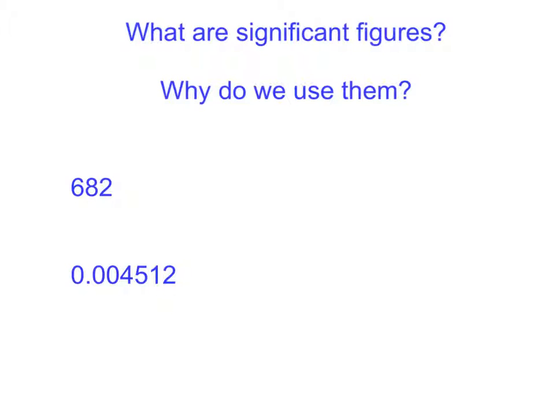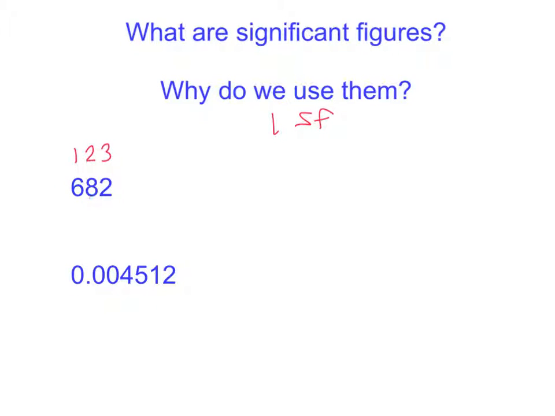So significant figures we've already discussed are important because they apply to any size of number. It doesn't matter if it's a big number or a small number, we can still use them. So if I wanted to round each of these numbers to one significant figure, 682. Well, the first significant figure is the 6, the second is the 8, and the third is the 2. So the one significant figure means I want to keep in my 6.